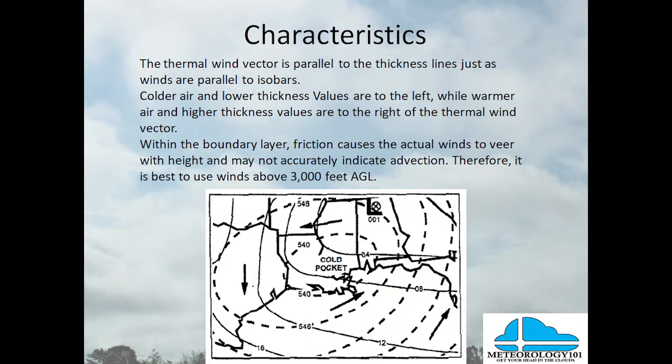Within the boundary layer, friction causes the actual winds to veer with height and may not accurately indicate advection. Therefore, it's best to use the winds above 3,000 feet. So, in the boundary layer, friction causes the winds to veer with height. The reason for that is on the surface, the winds are actually going to back.